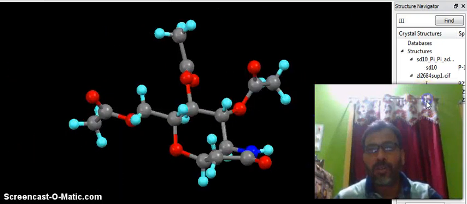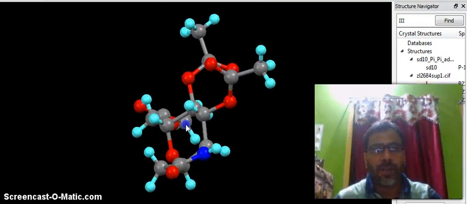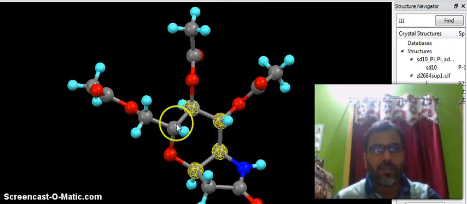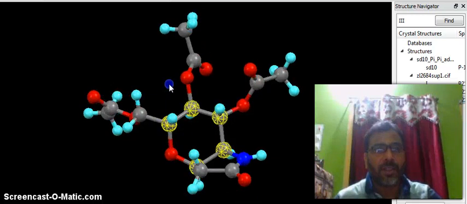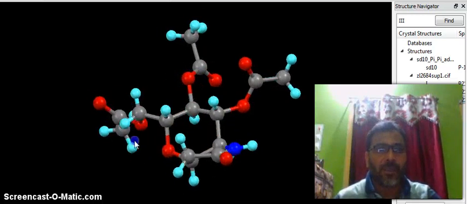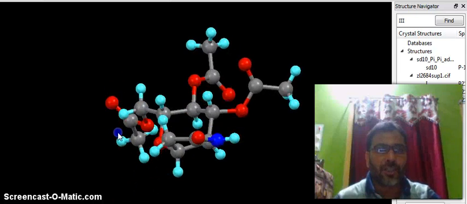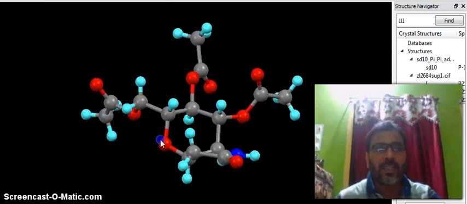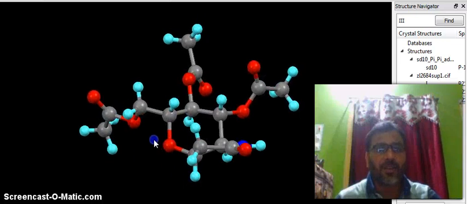Now I will show you the complete chair form. 1, 2, 3, 4, 5. And you see this is up and this is down. This is the complete chair. You see the chair conformation. So you can easily see with your eye whether it is chair or boat form.